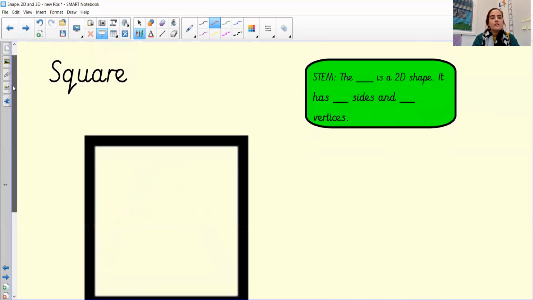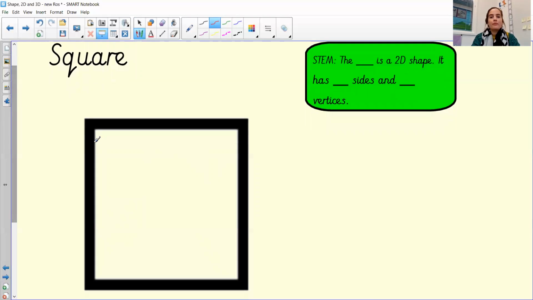Oh, the next one is a square. I say, you say, square. Brilliant. The square is a 2D shape. It has sides and vertices. Pause the video now and have a go at doing this. Brilliant. It has 4 sides. Let's do them. And it has 4 vertices. You are doing a great job. Let's move on.